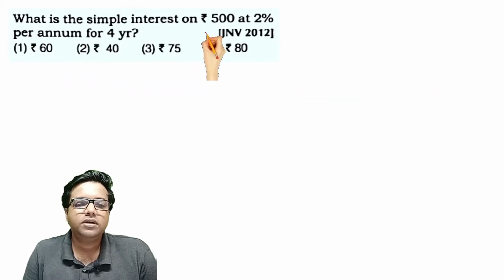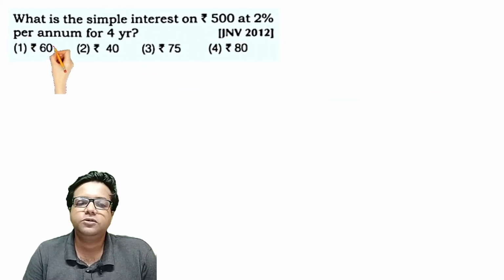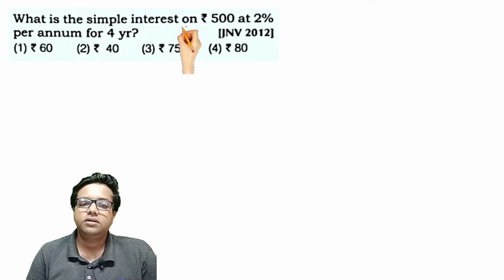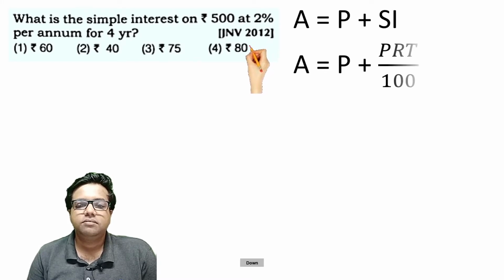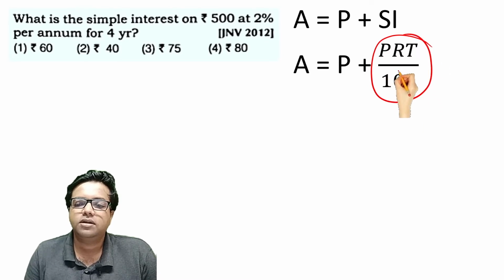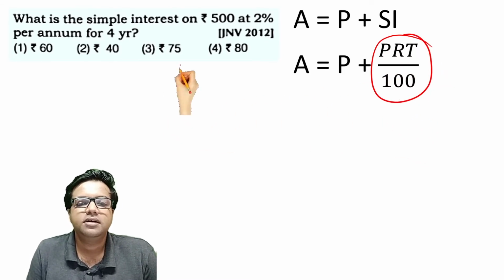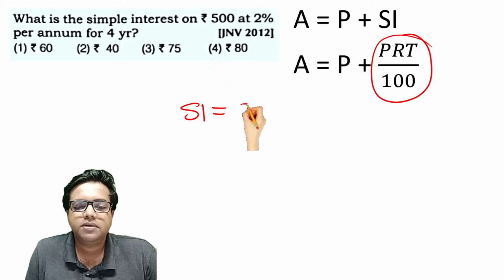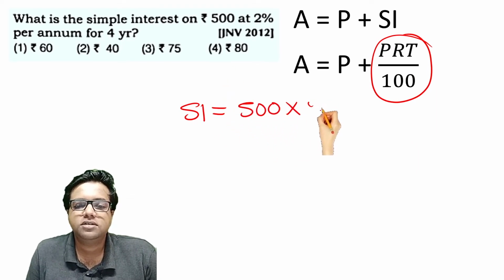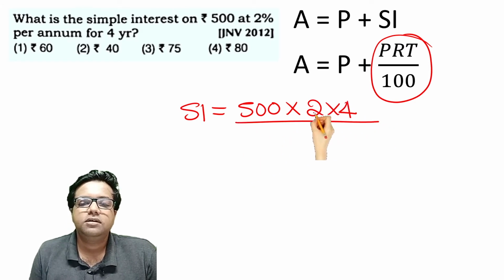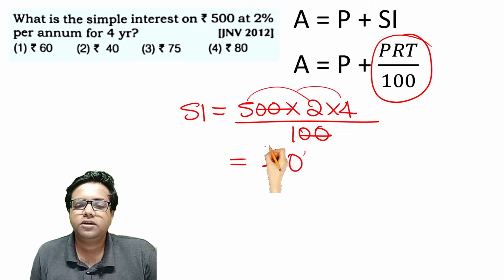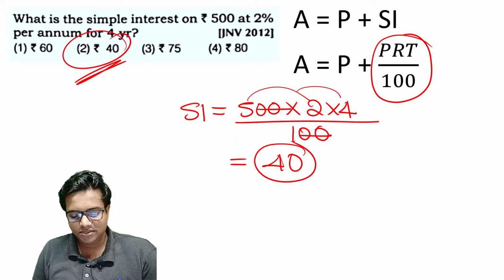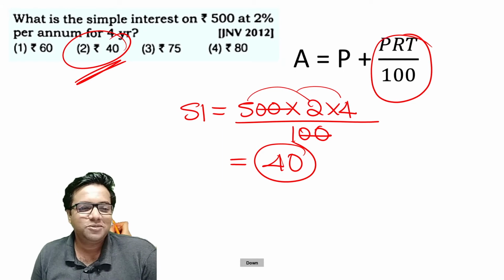Let's move ahead. What is the simple interest on 500 rupees at 2% per annum for 4 years? Okay, we need to find the simple interest. We only have to make use of this formula. Simple interest SI is equal to PRT by 100. So let's put up the values. The principal is 500 and the rate of interest is 2% and the time is 4 years divided by 100. 2 zeros go away. Rest is all about multiplication. 5 2s are 10, 10 4s is 40. So 40 rupees. Simple interest will be 40 rupees. As simple as that.